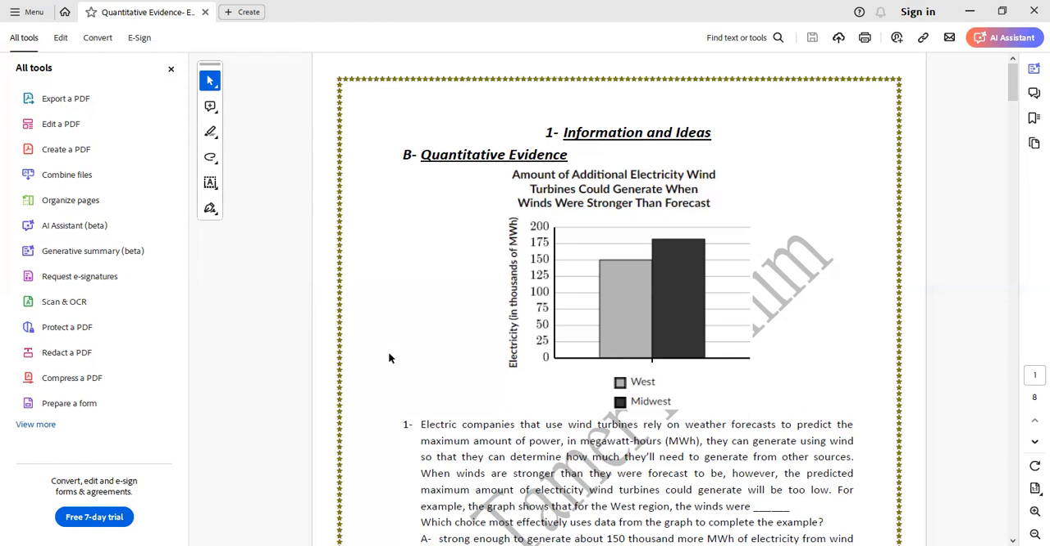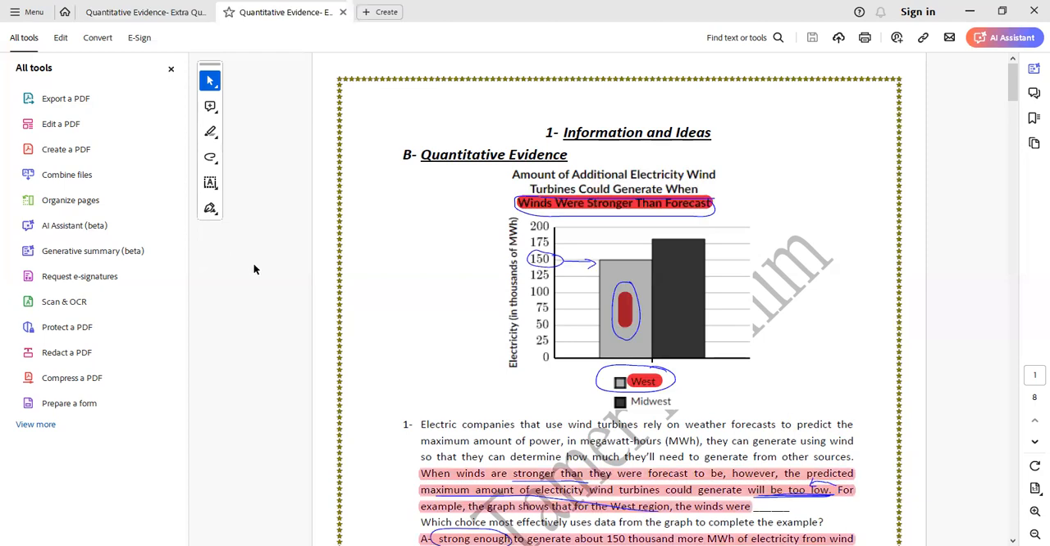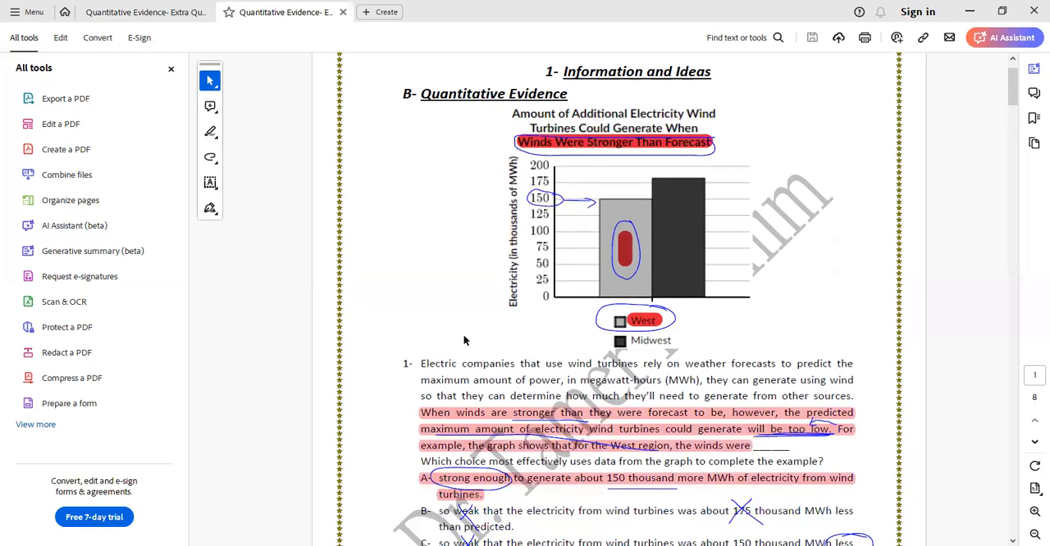Zidane, number 2, right. Number 3, no, still wrong. Okay, I'm going to solve it with you right now. As you can find, the first one, he wants to complete the example. So one of the easiest. He said, for example, the graph shows that for the west region, the winds were, I don't care about the rest. I don't need it, actually.